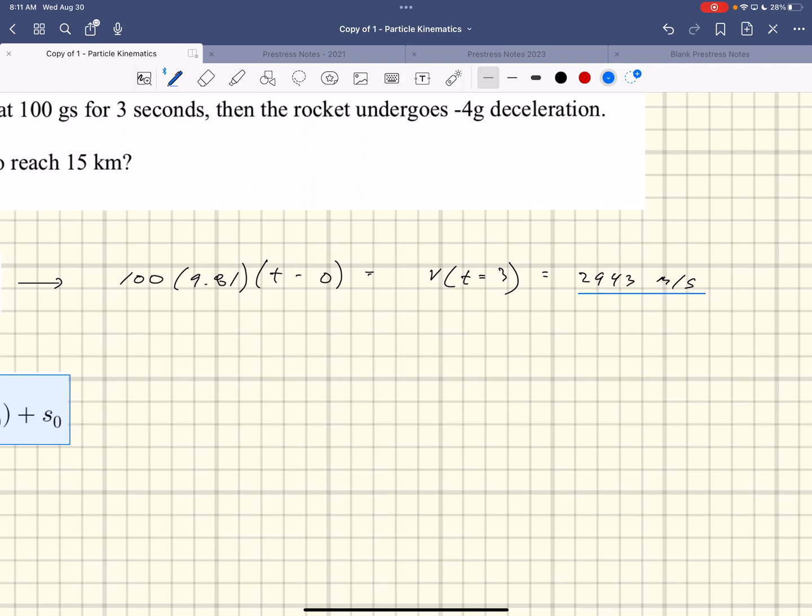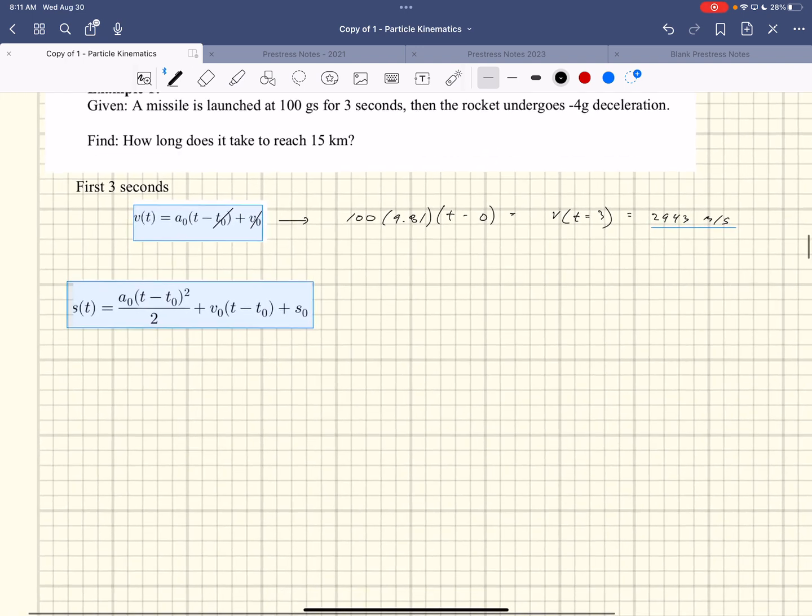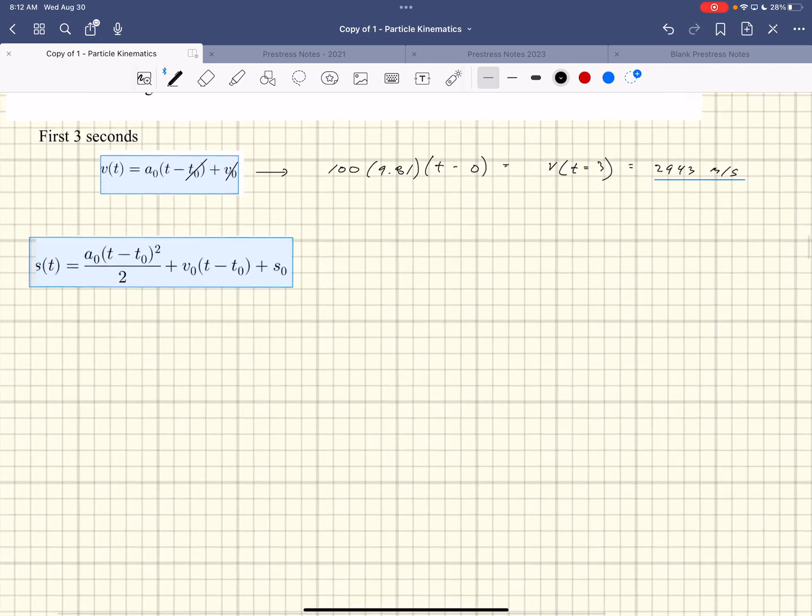So I just plugged in what the A naught was, and then I just plugged values into this. T naught 0. V naught 0 as well. I'm going to cross them out over here. This is starting out without any velocity, so that V naught goes to 0. So I just plug in 100 G's times T, which makes sense. You take acceleration, multiply by time, and it'll tell you what your velocity is. So 29.43 meters per second. Then we come down to position right here.